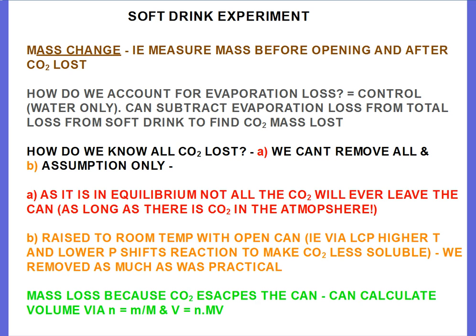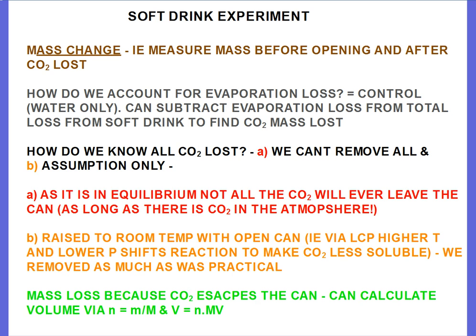How did we try and remove as much as we could? We opened the can, which is reducing the pressure. We took it out of the fridge and brought it to room temperature, so we raised the temperature. Both by lowering the pressure and raising the temperature, we're driving the reaction to the left, making the carbon dioxide less soluble. We just had to observe that there was no bubbling and we left it for a long period of time. We just had to assume that all the carbon dioxide was lost.